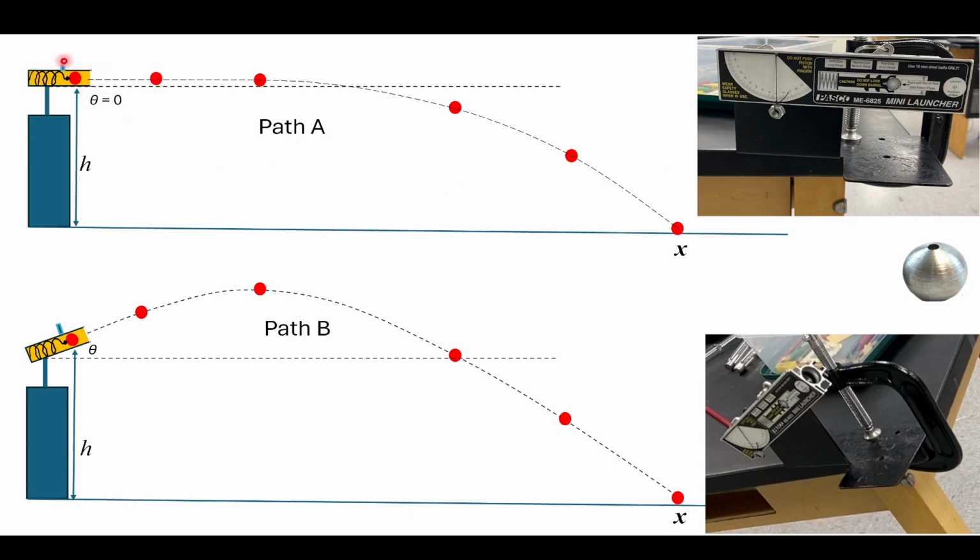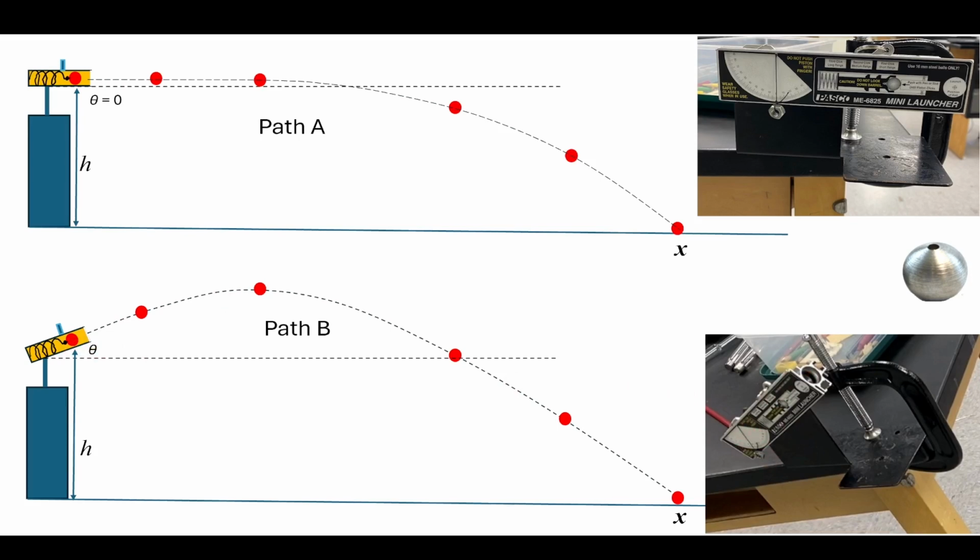So this will be the launcher, and when I want the ball to travel path A straight forward, I will mount the launcher this way, so that will be 0 degree. Theta here is 0. When I want the ball to go path B upward with angle theta, then I will mount the launcher this way, and I will be reading the angle here.